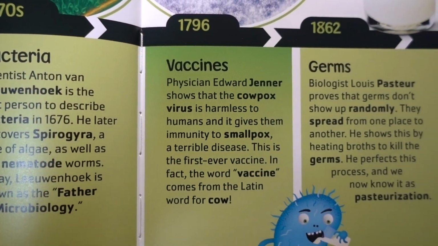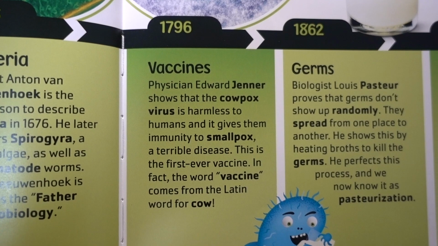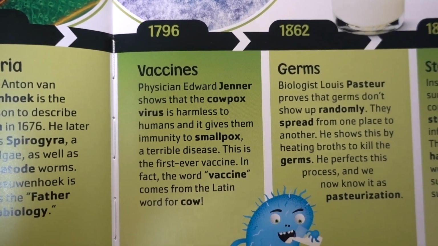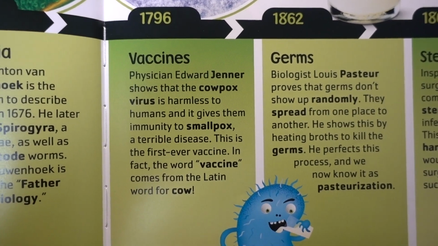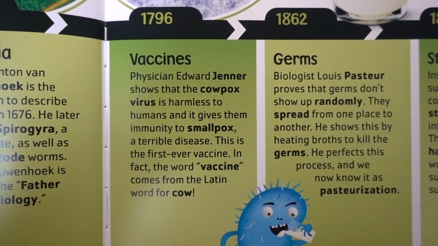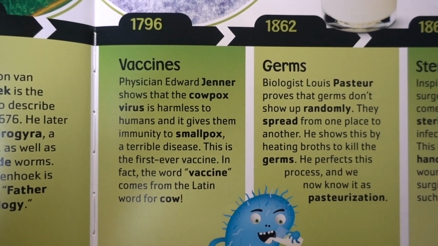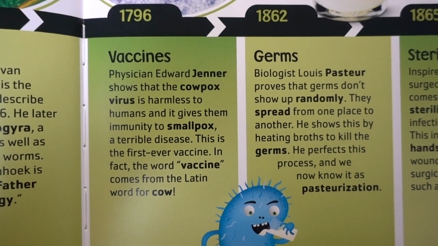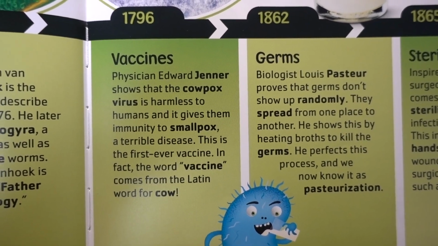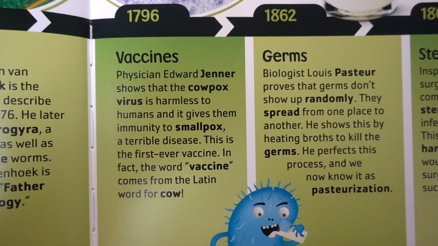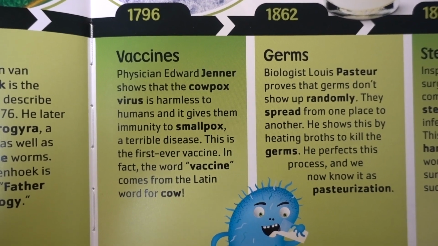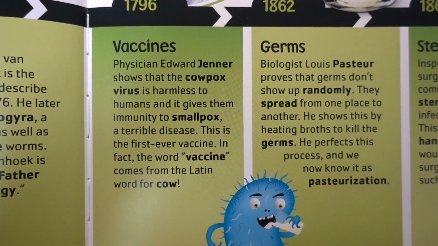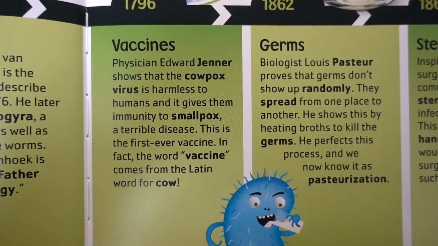Vaccines. 1796. Physician Edward Jenner shows that the cowpox virus is harmless to humans and it gives them immunity to smallpox, a terrible disease. This is the first ever vaccine. In fact, the word vaccine comes from the Latin word for cow.